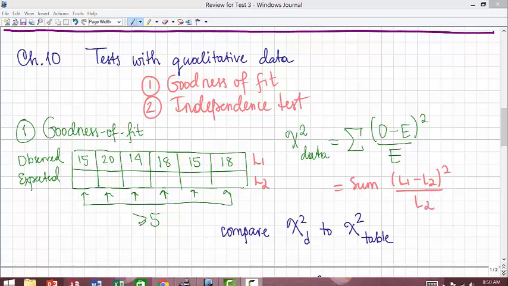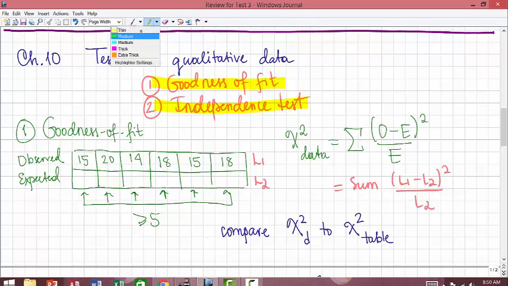Hello guys, so this is the second part of the review for test 3, and here I'll talk about chapter 10. We talked about 3 types of testing: goodness of fit, independence test, and test for homogeneity. But I'm only going to ask you to know independence test because it's actually done pretty much the same way. So goodness of fit is the first concept that I want to review.